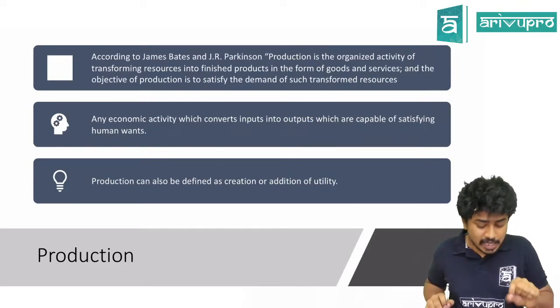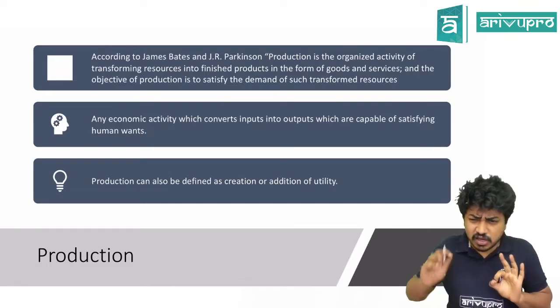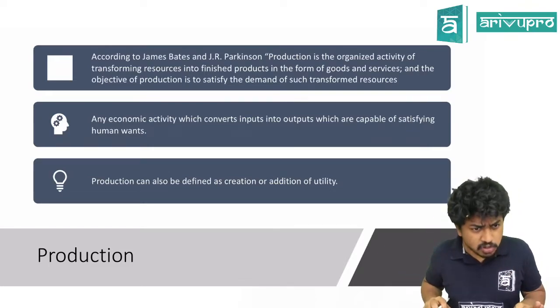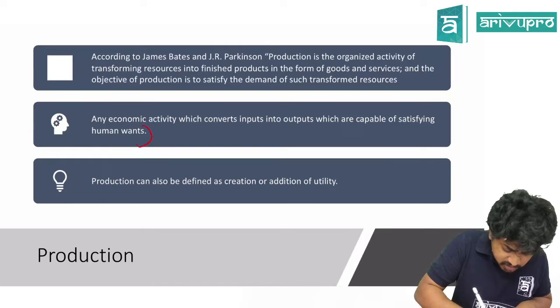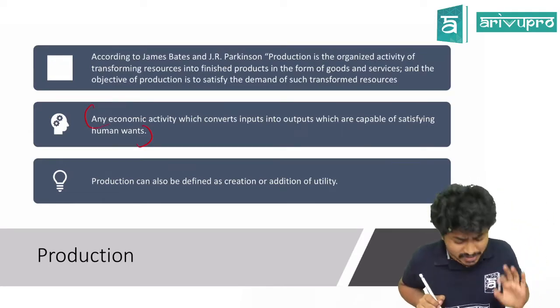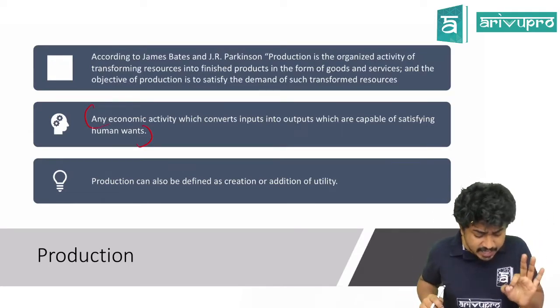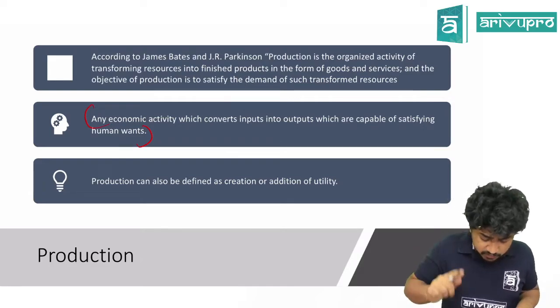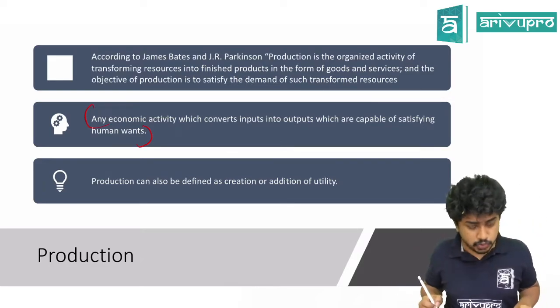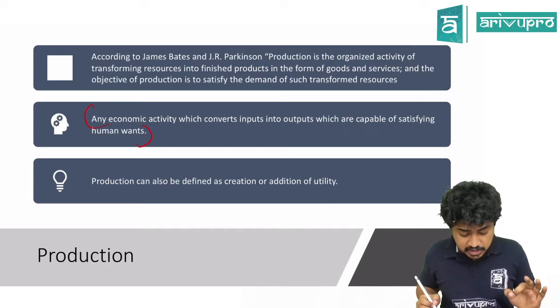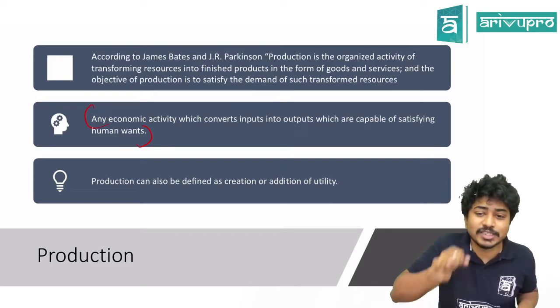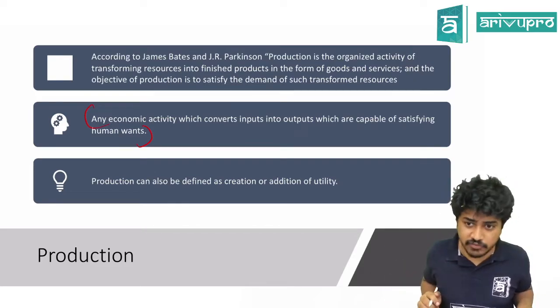Now, let's read the definition. There are a couple of definitions given in your book. I have picked the easiest definition for you to understand. Any economic activity which converts input into output, which is capable of satisfying human wants, is called production. Are we clear here?